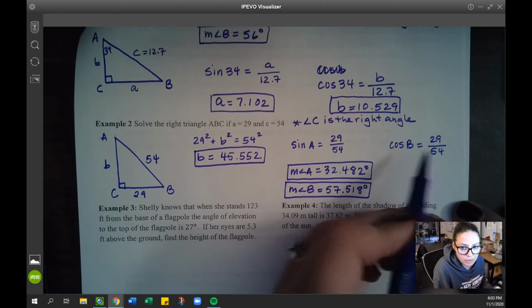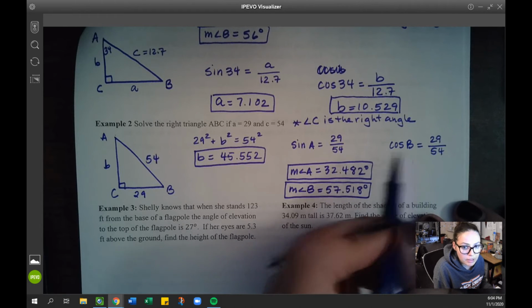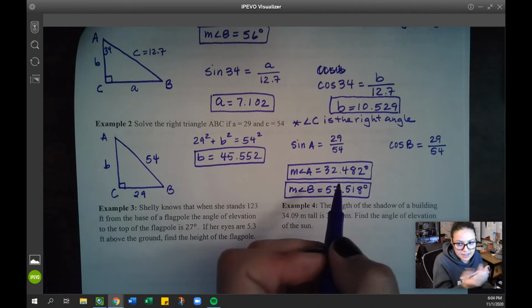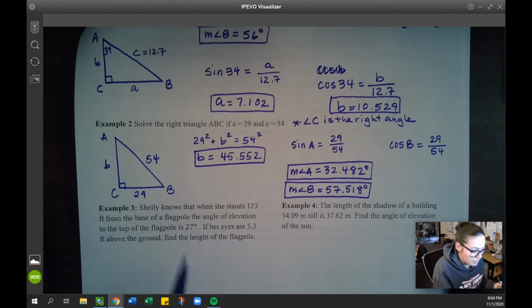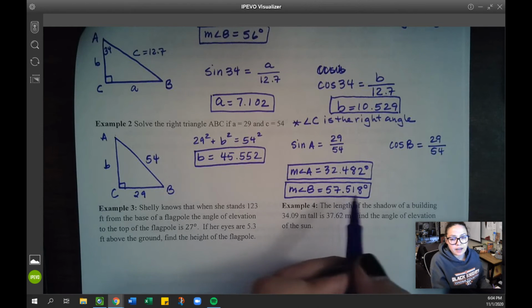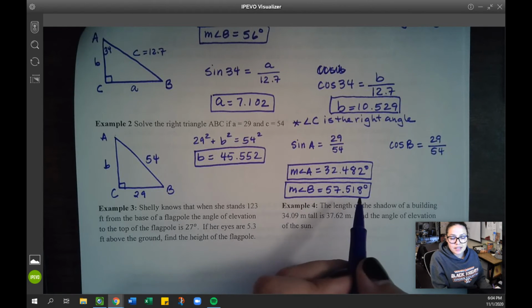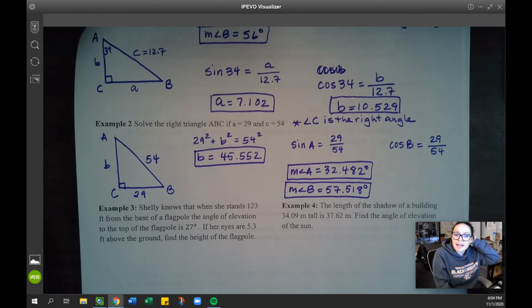I started setting up another equation to find angle B, and then I thought, wait a second, I can just do 180 minus 90 minus 32 to get that final angle measure, and I got 57.518.